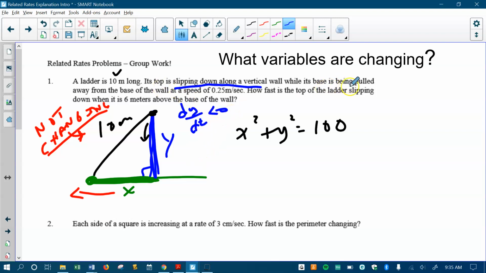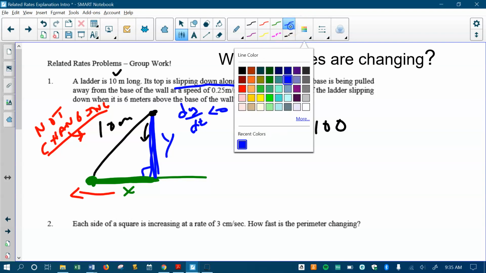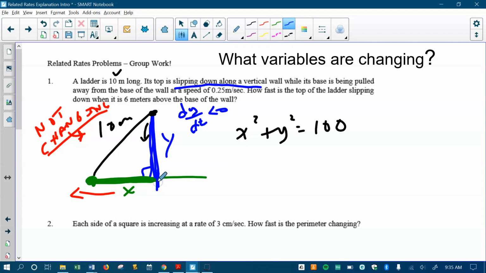Similarly, when the ladder is being pulled away from the base of the wall at a speed of 0.25 meters per second, that's saying that this point is moving away from the wall, which means that this distance is increasing. So x is going to be getting larger and larger until it reaches 10. So here we can say that dx/dt has to be positive. Not only is it positive, it's 0.25 meters per second.